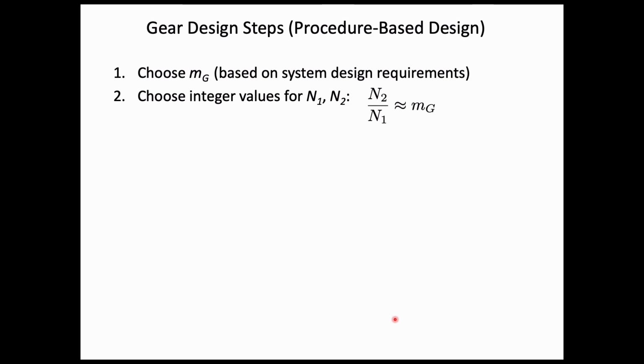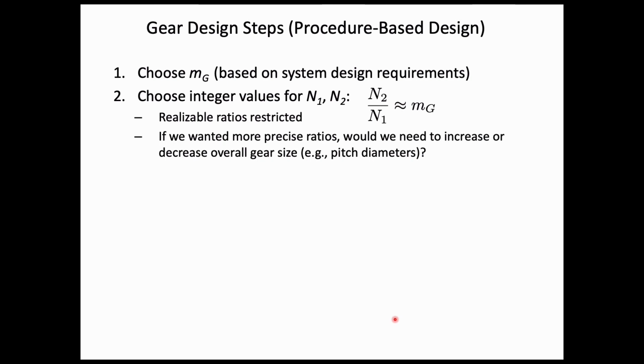Number 2, choose integer values for N1 and N2, or the number of teeth on gear 1 and the number of teeth on gear 2. One important thing to consider here is that in a real gear, these must be integer values. And so this ratio, N2 divided by N1, may not necessarily always give you exactly the speed ratio that you want. This is going to restrict the speed ratios that are possible to realize. We're going to have possibly some error between the desired speed ratio and a realizable speed ratio.